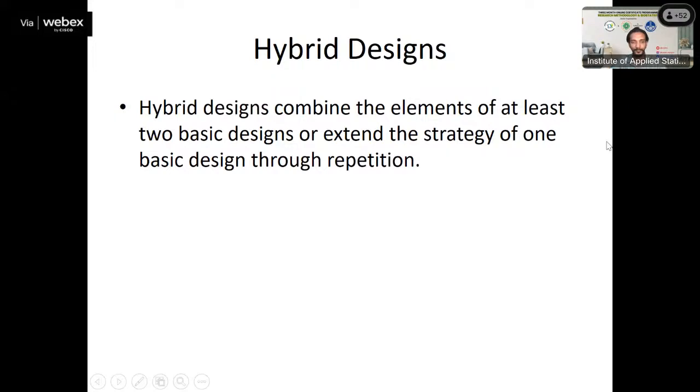So, what is hybrid design? It combines the elements of at least two basic designs or extends the strategy of one basic design through repetition. Mainly, it is of two types, like case cohort or nested case control, which we commonly hear. Here we are mixing two designs, cohort and case control. That is called hybrid design.